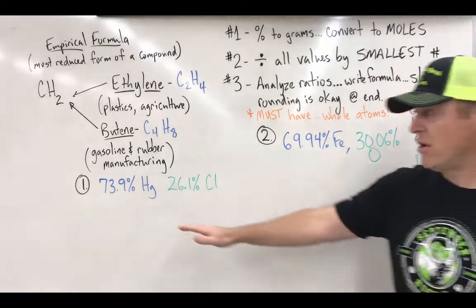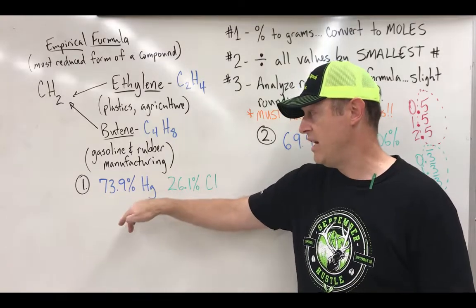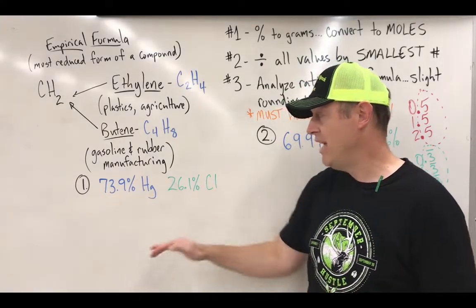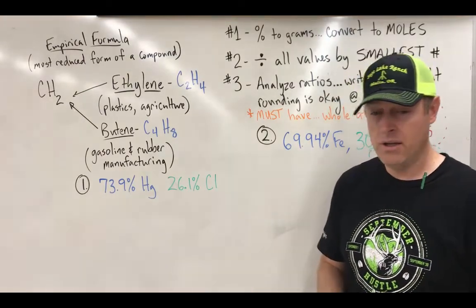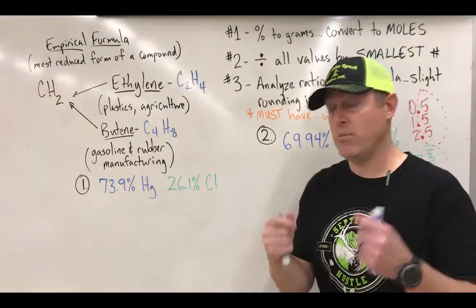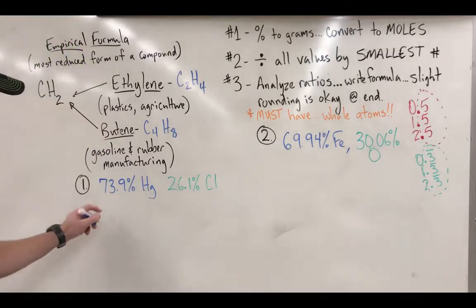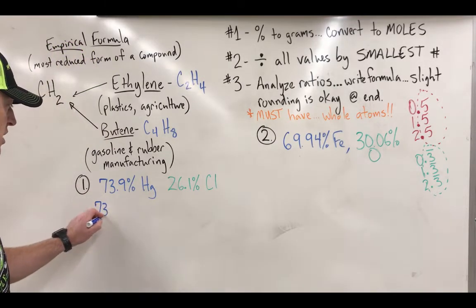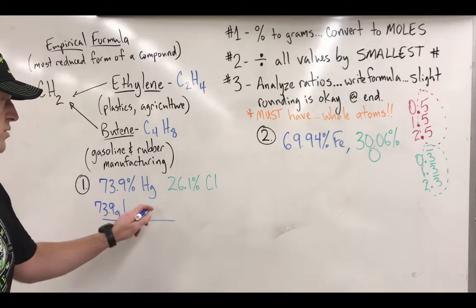We're going to talk about, if we get specific numbers at the end, what to do to make them whole numbers. Okay. So our example here is we get a measurement, and it's 73.9% mercury and 26.1% chlorine. Okay. So to do this, we are going to grab our periodic tables. We're going to convert these both into grams. So we're going to have 73.9 grams, and I'm going to convert this to moles.